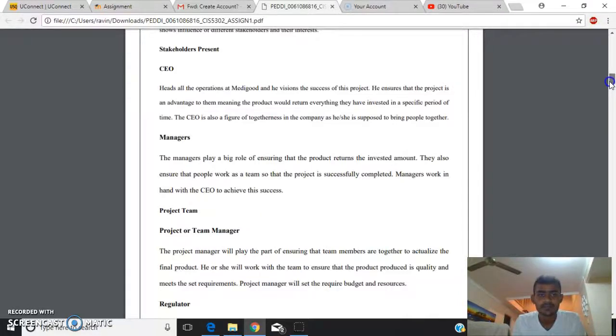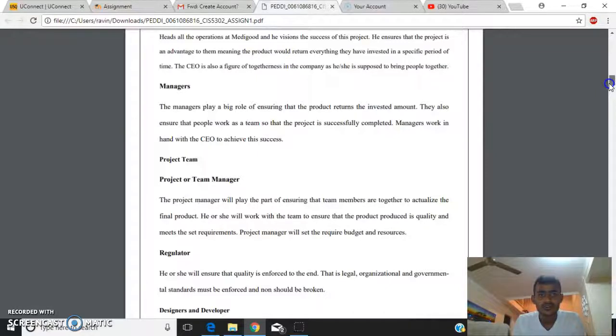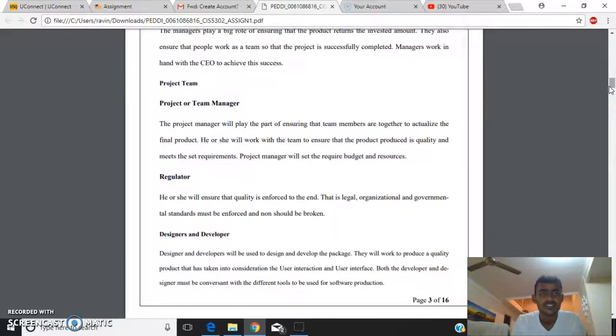And the next one is the project team. There are a few more. First one is the project or team manager. The project manager will ensure that team members work together to meet the set requirements, and the project manager will set the required budget and resources. And next one is the regulator. He or she will ensure quality is enforced to the end, and that legal, organizational and government standards are enforced and none are broken.